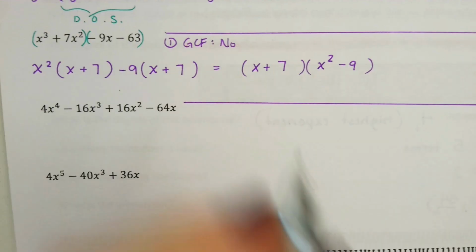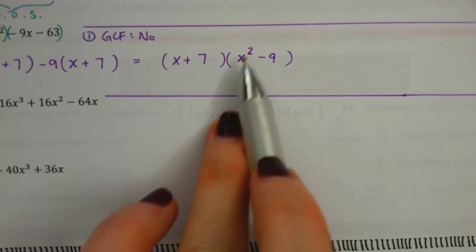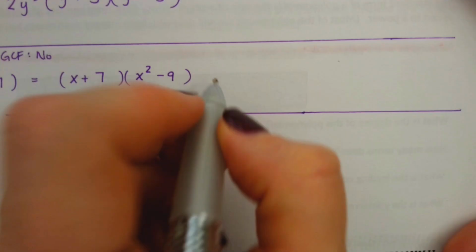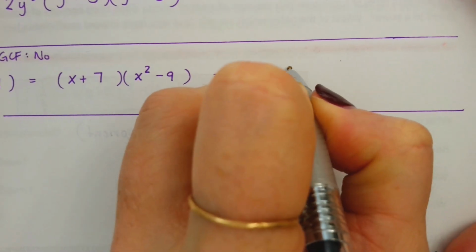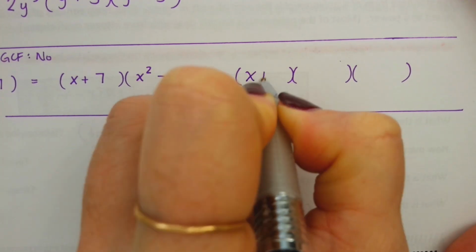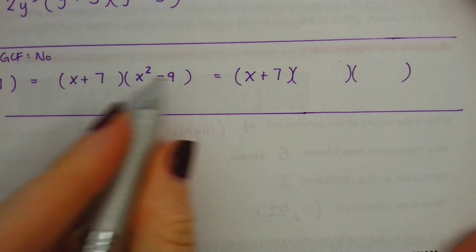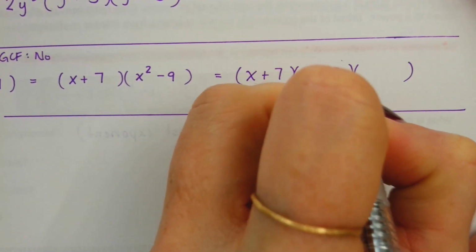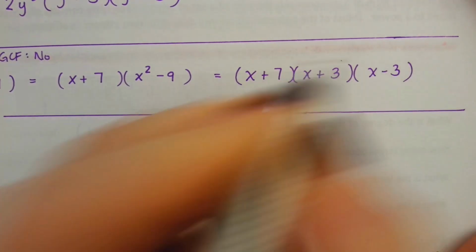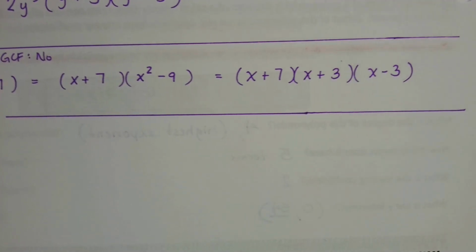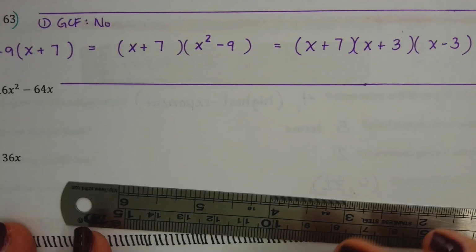Now remember, anytime you still have a squared term, you still got to look at that and say, does this factor more? Yes, it's a difference of squares. So how many parentheses am I going to have total for my final answer? 3. The x plus 7. And then the x squared minus 9 is going to turn into x plus 3, x minus 3. So it's a lot of using methods that we already know how to do for factoring. It's just applying them to kind of a new situation.